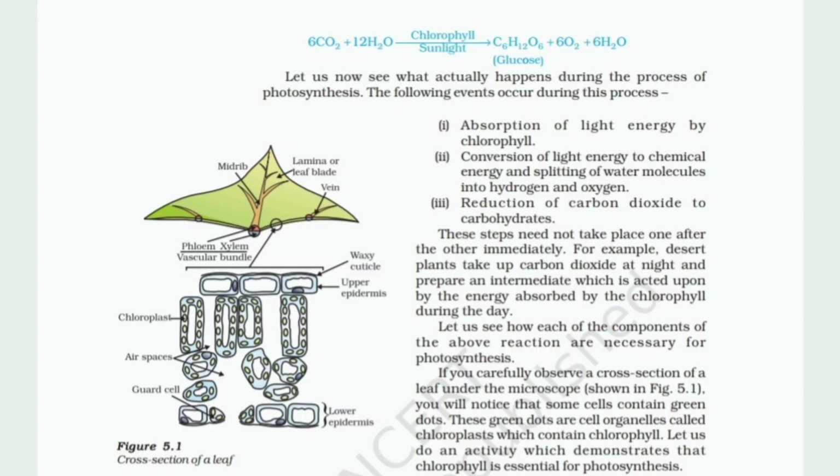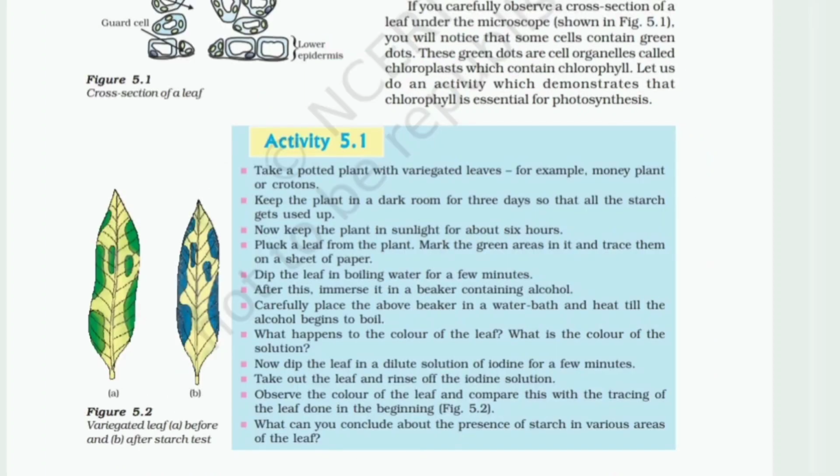Let us see how each of the components of the above reaction are necessary for photosynthesis. If you carefully observe a cross-section of a leaf under the microscope, shown in figure 5.1, you will notice that some cells contain green dots. These green dots are cell organelles called chloroplasts which contain chlorophyll. Let us do an activity which demonstrates that chlorophyll is essential for photosynthesis.